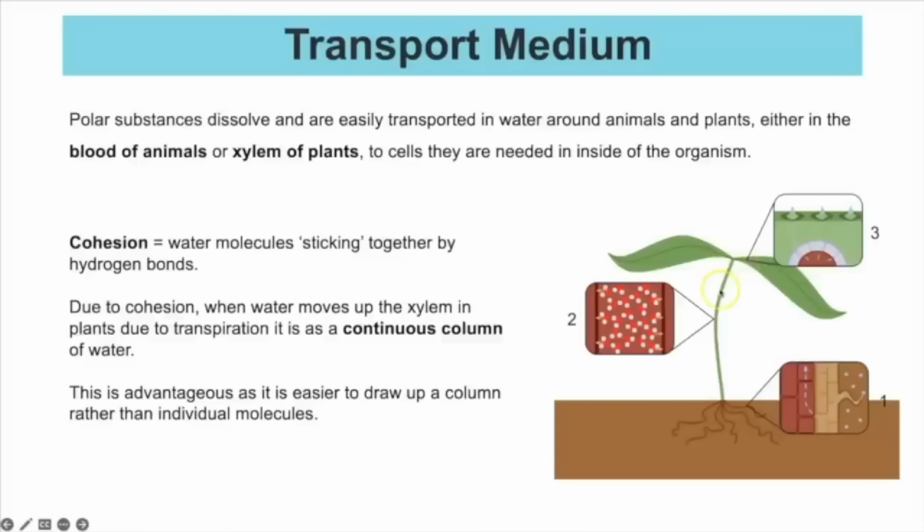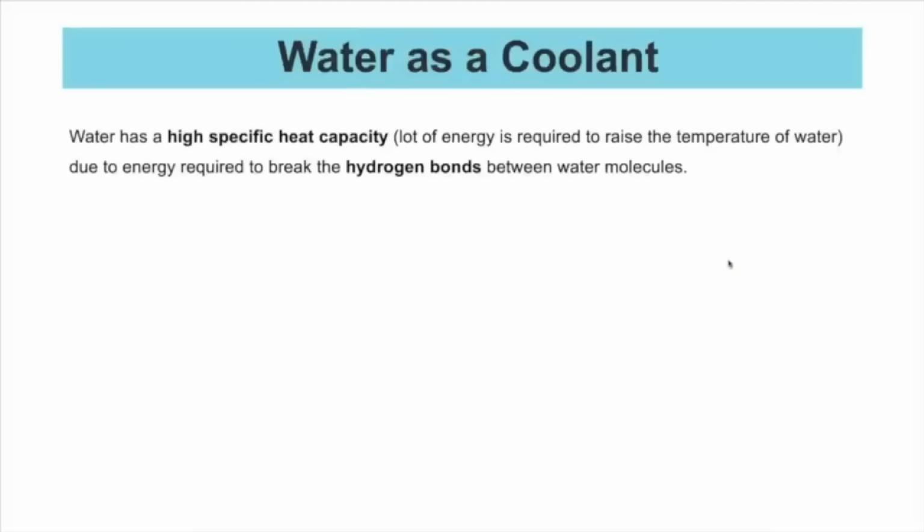And that negative pressure pulls on the continuous column of water, and it's easily transported up the stem because it is all stuck or cohesed together. The next one is water as a coolant, and this is due to two different properties of water.